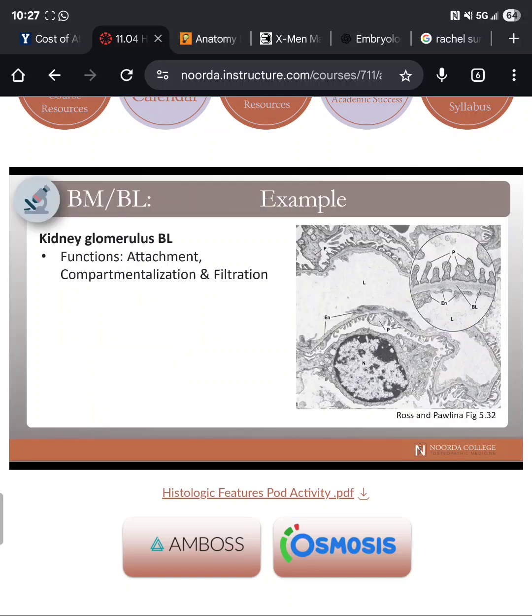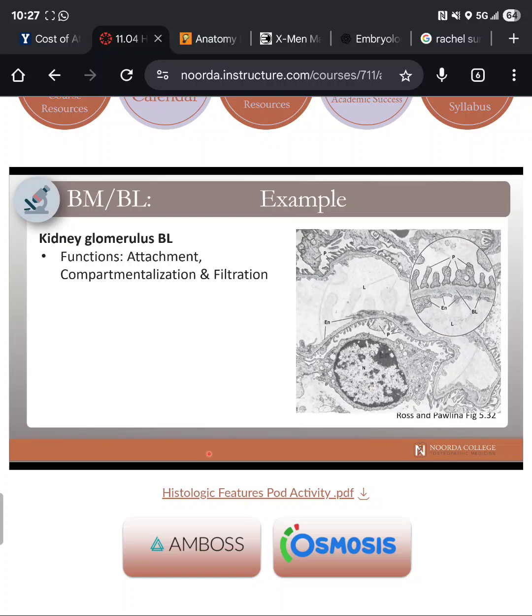With the basement membrane, aka basal lamina, another example is what you would see in the glomerulus. The function here is for cellular attachment, compartmentalization, and filtration. So here is a lower magnification where you want to look at this gray line here, which is going to be your basement membrane. On one end, you have your podocytes. Here's your basement membrane, and on the opposite end, you have your endothelial cell and your capillary lumen.